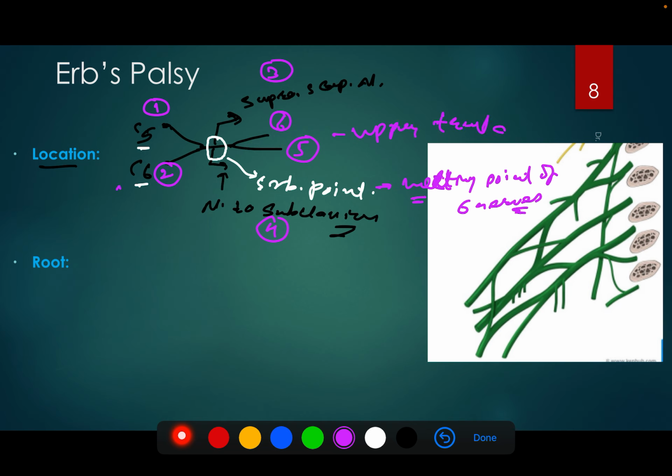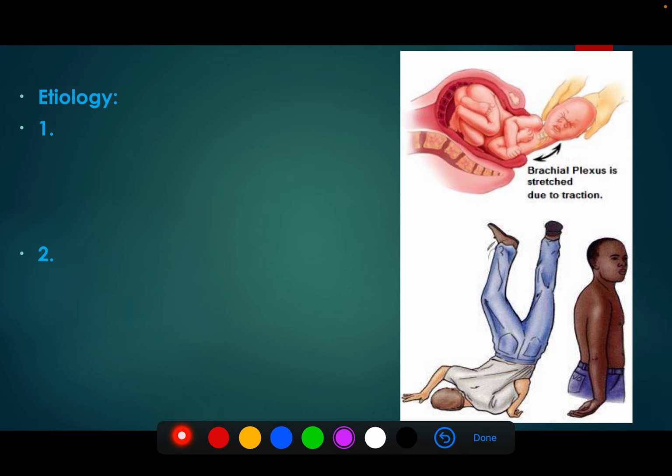And what's the root value involved? That is C5 and C6, right? If it involves C5 and C6, it involves many nerves, right? So what are the nerves involved? We'll discuss after some time. So what are the etiologies of Erb's palsy?